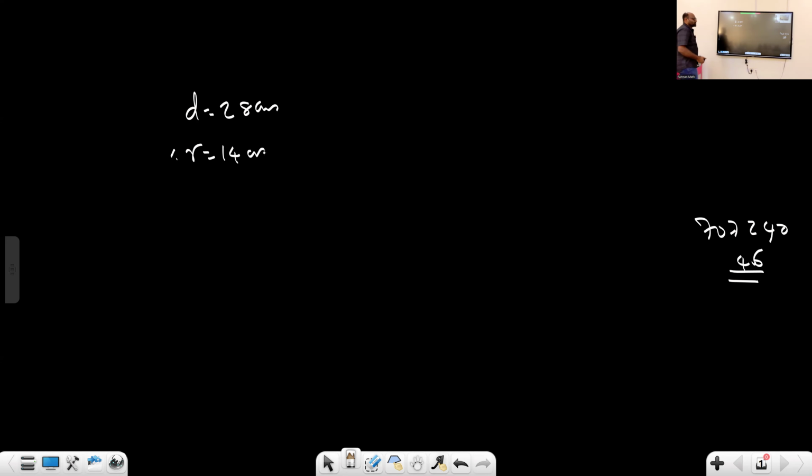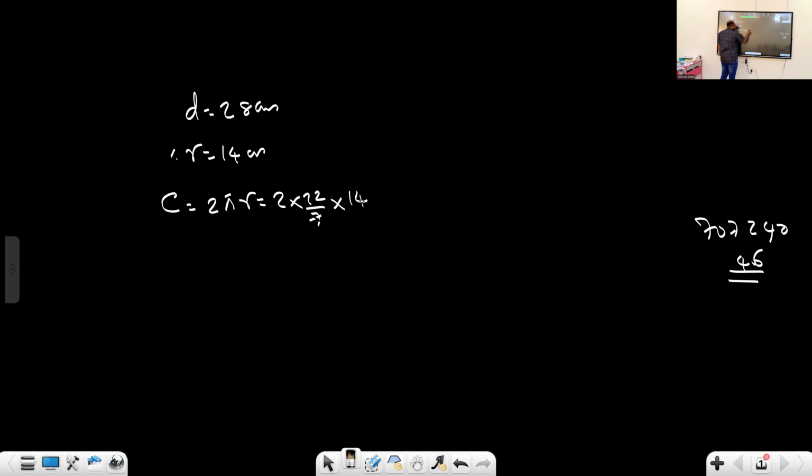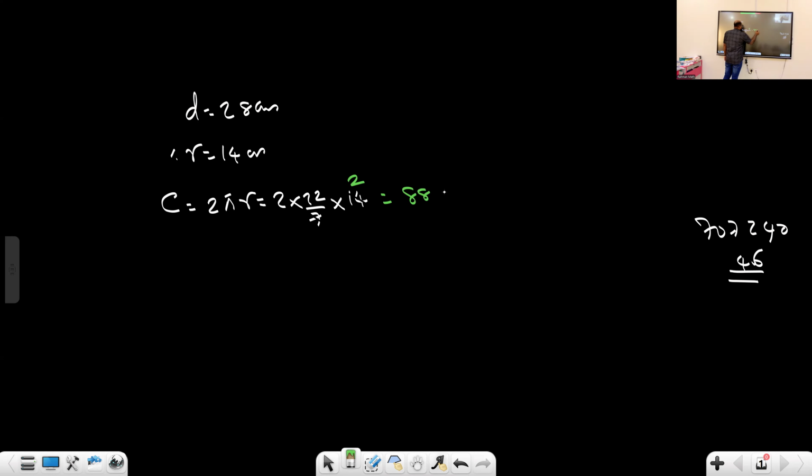What is the circumference of the circle? What is the formula? 2 pi r. Try to respond. 2 into 22 by 7 into 14. This is the circumference of the circle. You can cancel this and this. It will be 2. So what is the answer? 88 centimeter. That is the circumference of the circle.